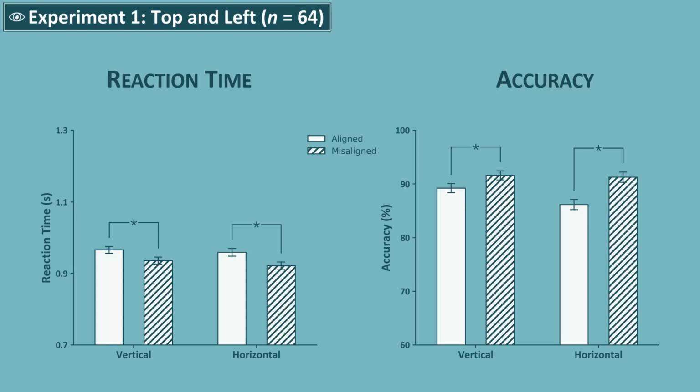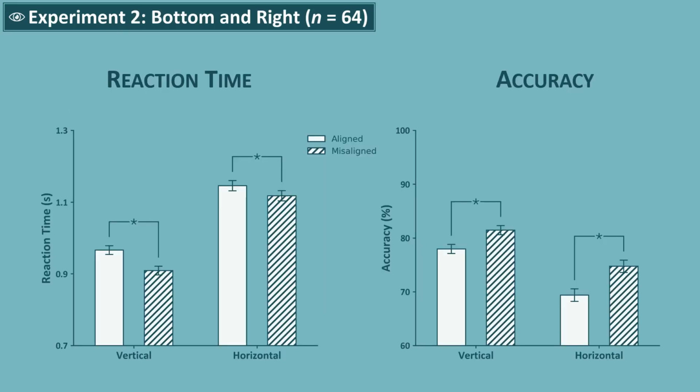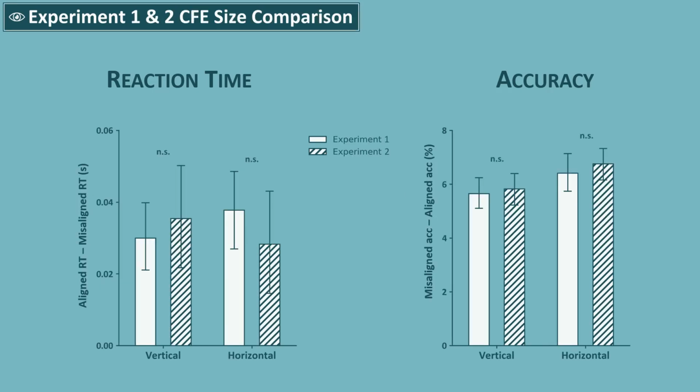When this paradigm was repeated with judgments focused on the lower and right face halves, again we found similar evidence of a composite face effect for vertical and horizontal faces. While we had expected differences in composite face effect size across experiments, subsequent comparisons revealed that regardless of the half being focused upon, comparable reaction time and accuracy composite face effect sizes were produced by vertical or horizontal composites.